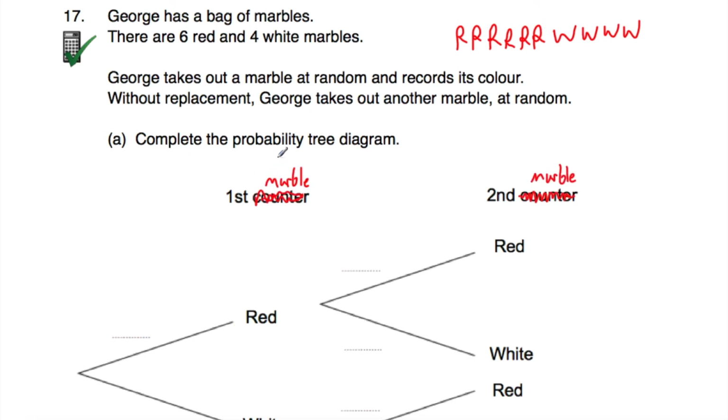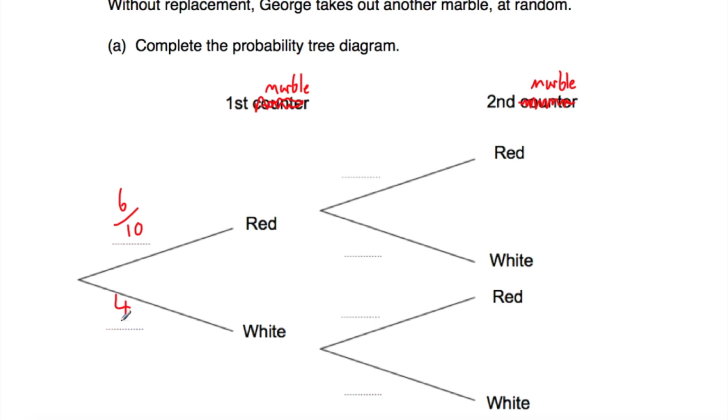Okay, so in terms of the first marble, he's got 10 marbles altogether, and 6 that are red. That means the probability of getting a red would be 6/10. We could cancel that down to 3/5 if we wanted to, but I'm going to leave it as 6/10 for the minute because it'll help me with our next part. And then the probability of being white would be 4/10, because 4 of them are white out of the 10 marbles. Okay, now the second marble.